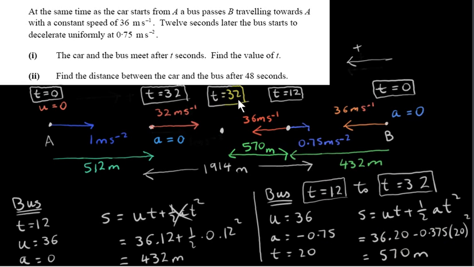So now here is the bus at t equals 32 seconds. So it took 20 seconds for it to go from here to here. And the distance it covered is 570 meters.